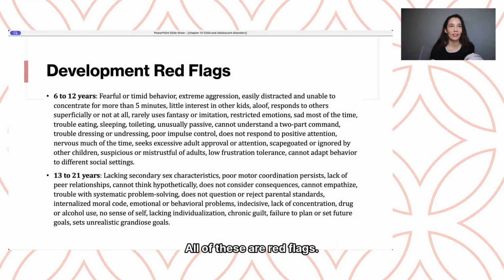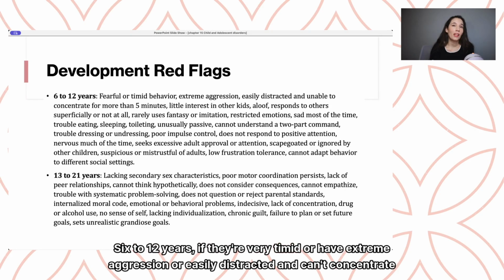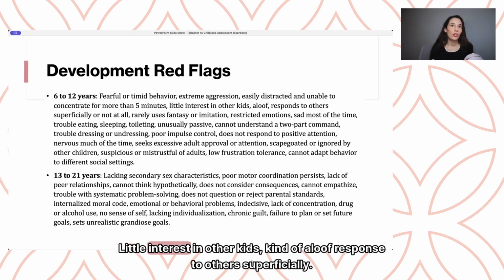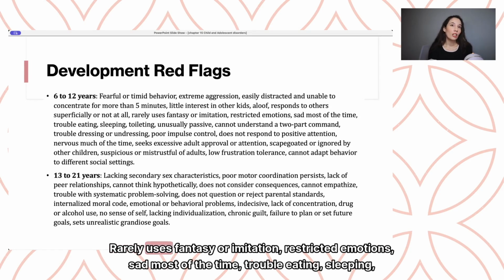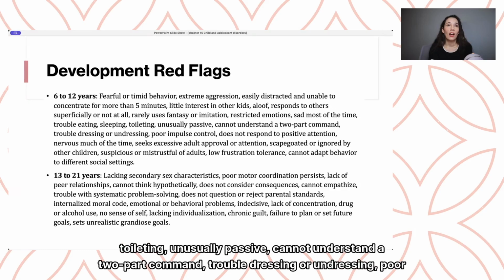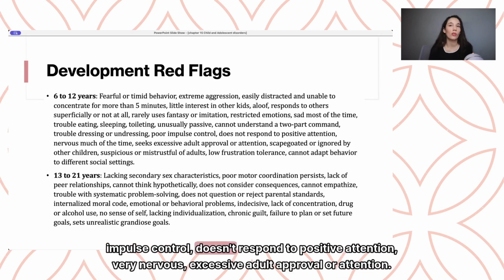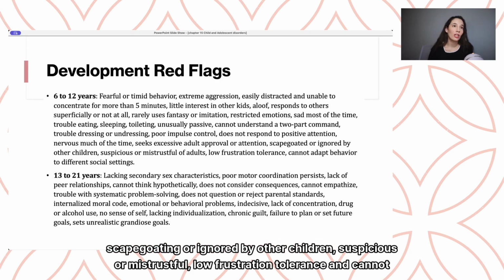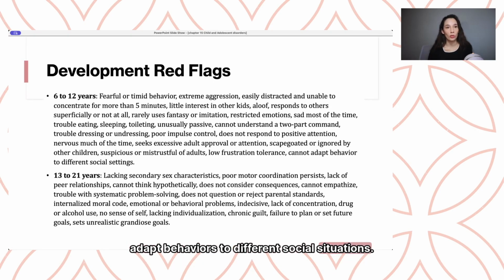All of these are red flags. For ages 6 to 12 years: if they're very timid or have extreme aggression, are easily distracted and can't concentrate for more than 5 minutes, show little interest in other kids, are kind of aloof, respond to others superficially, rarely use fantasy or imitation, have restricted emotions, are sad most of the time, have trouble eating, sleeping, toileting, are unusually passive, cannot understand a 2-part command, have trouble dressing or undressing, poor impulse control, don't respond to positive attention, are very nervous, seek excessive adult approval or attention, are scapegoated or ignored by other children, are suspicious or mistrustful, have low frustration tolerance, and cannot adapt behaviors to different social situations.